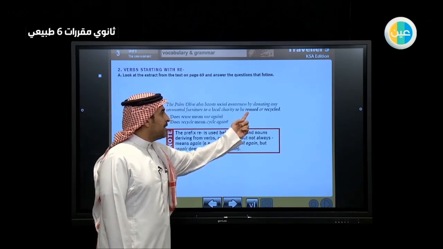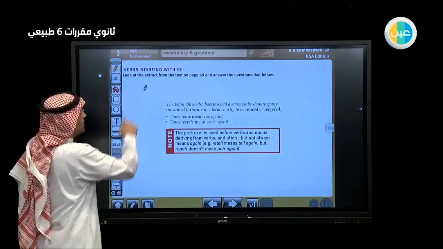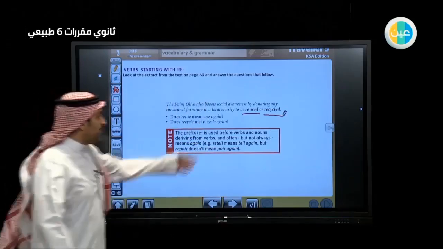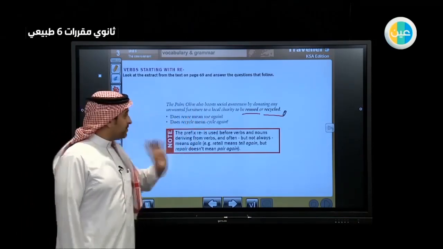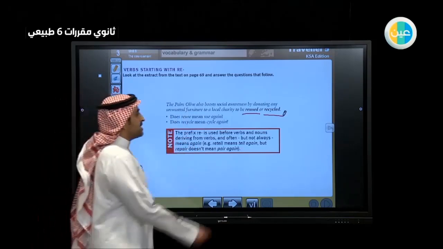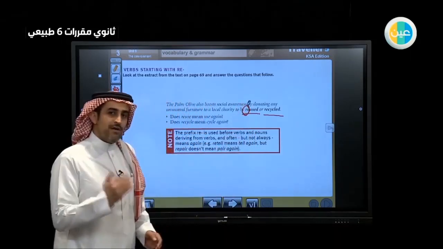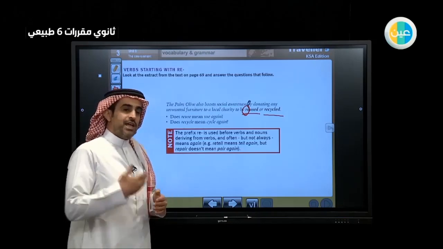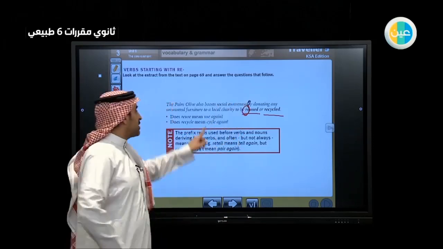We have re here: reused and recycle. What is the meaning of reuse here, and recycle? Does reuse mean use again? And does recycle mean cycle again? When we use a prefix, re is a prefix coming before the verb, and sometimes it means do that action again. Do the verb again. So use: we can say reuse, that means use it again.